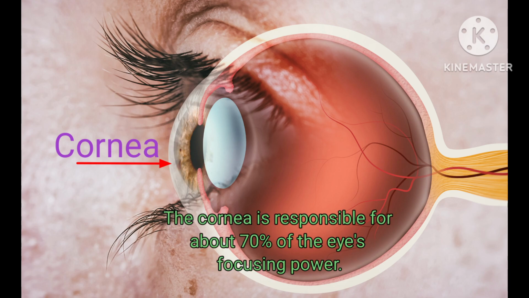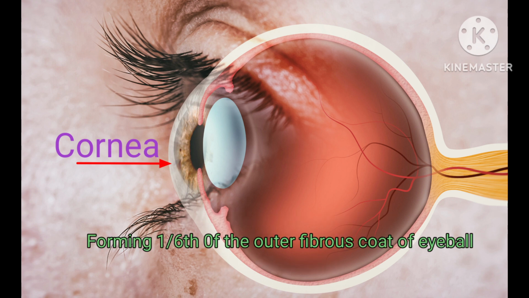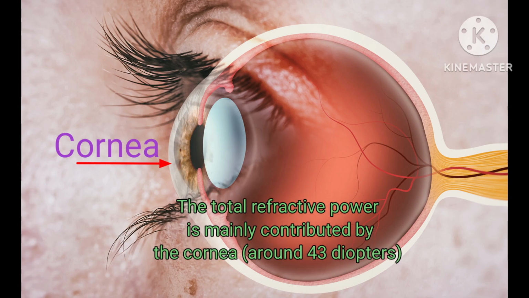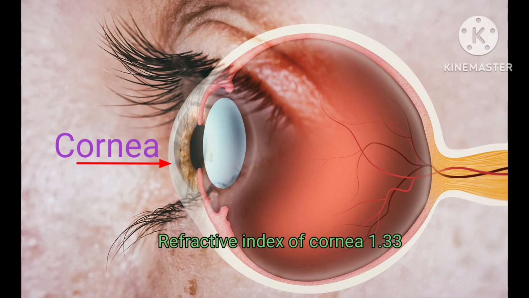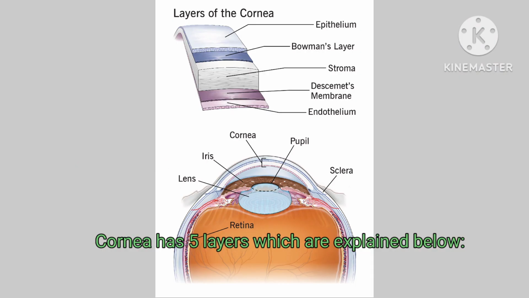The cornea is responsible for about 70% of the eye's focusing power, forming 1/6 of the outer fibrous coat of the eyeball. The total refractive power of the human eye is estimated to be about +60 diopters (D). The total refractive power is mainly contributed by the cornea, around 43 diopters, and the lens, about 17 diopters. Refractive index of cornea: 1.33. The cornea has 5 layers which are explained below.